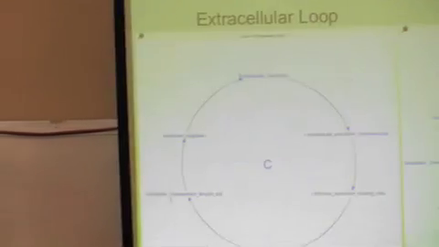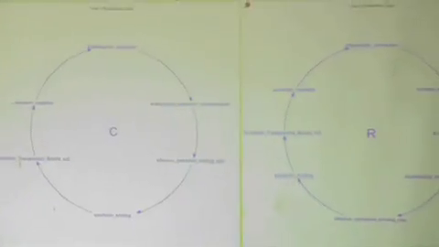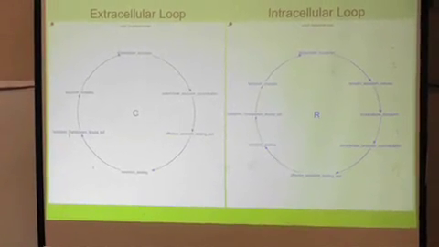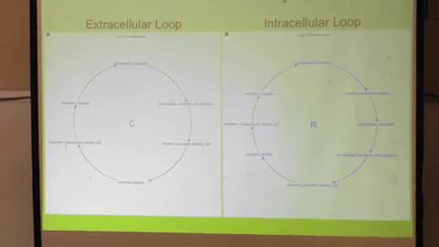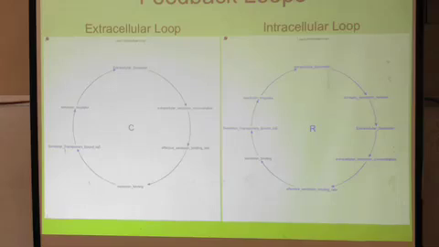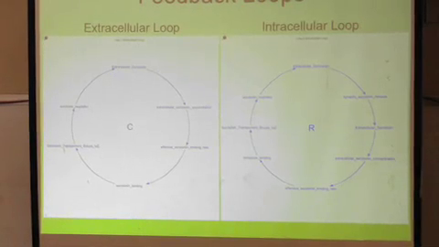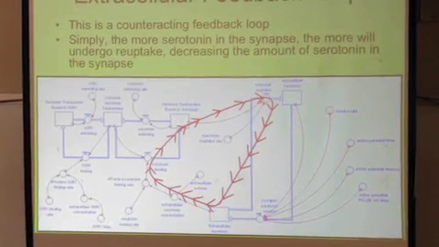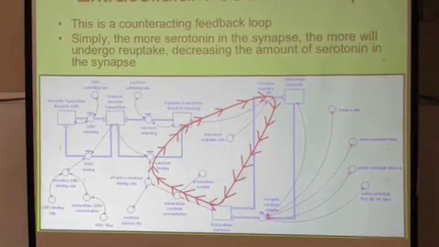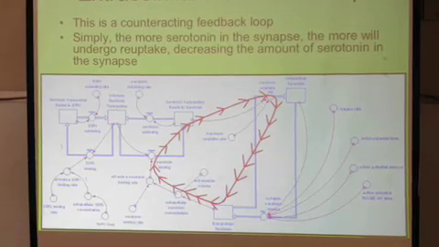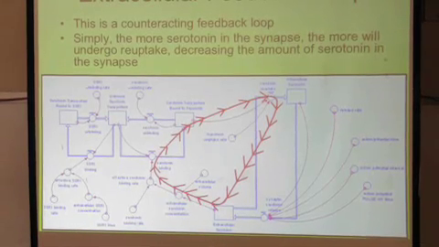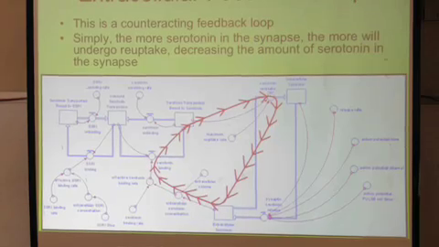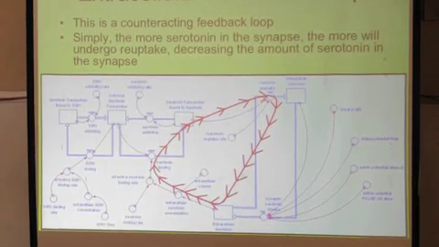Now, I talked about it a little bit, but let me go more explicitly into the feedback loops. There are two main feedback loops in this model: the extracellular loop, which is a counteracting feedback loop, and the intracellular feedback loop, which is a reinforcing feedback loop. So the extracellular feedback loop, which is highlighted in red here, is a counteracting feedback loop. Simply put, it says that the more serotonin there is in the synapse, the more is going to undergo reuptake, which removes serotonin from the synapse.